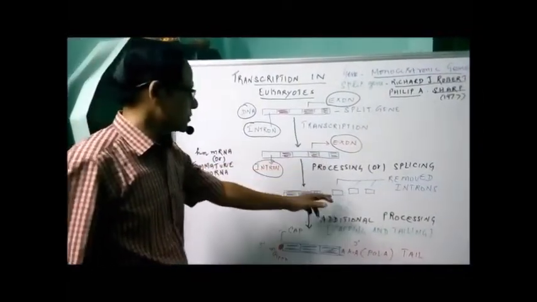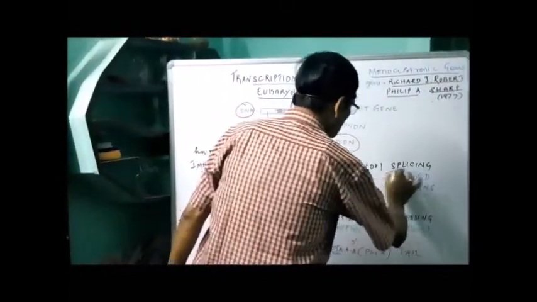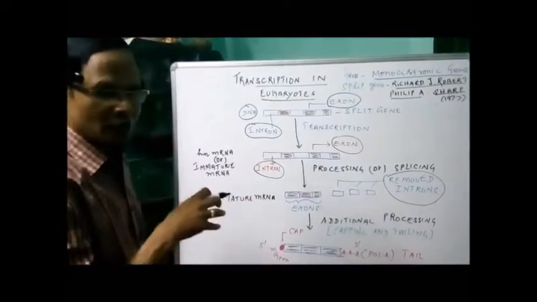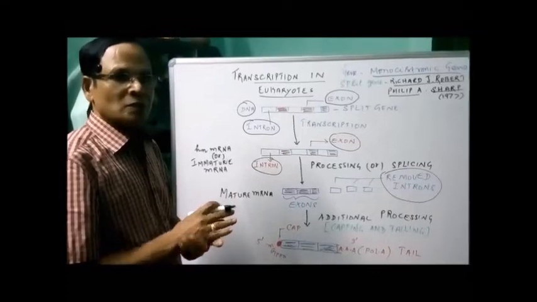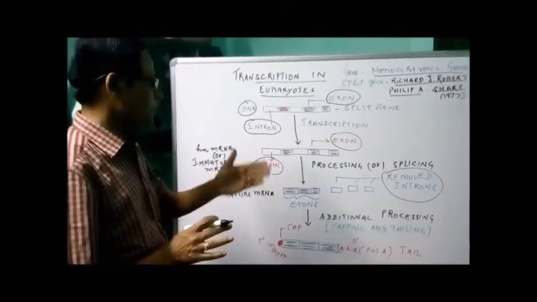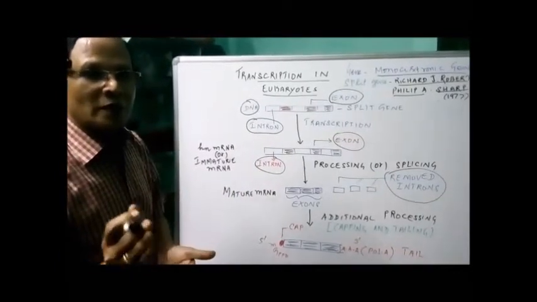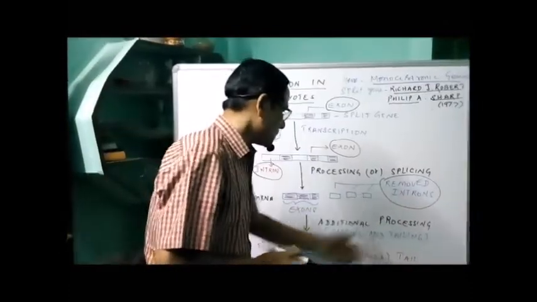What is splicing? The removal of introns. You see the introns are removed. The removed introns. And the joining of exons. You see all the exons are joined. The functional coding sequences are joined, and the non-coding sequences are removed. That process is called splicing or processing. But in the case of eukaryotes, they have to undergo additional processing. What are the additional processing steps?